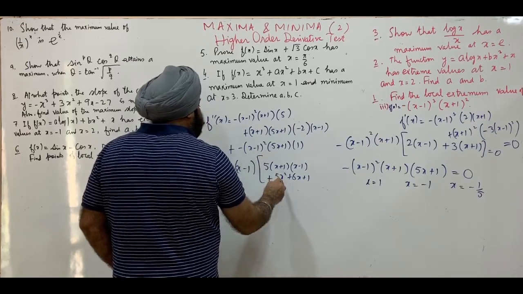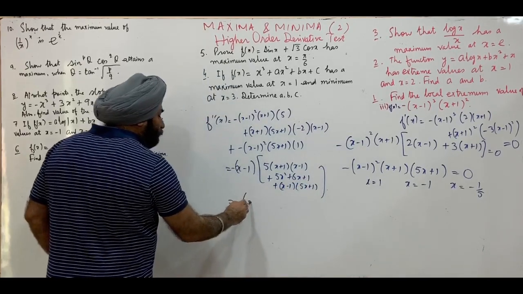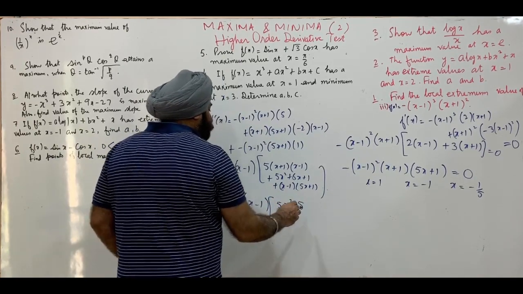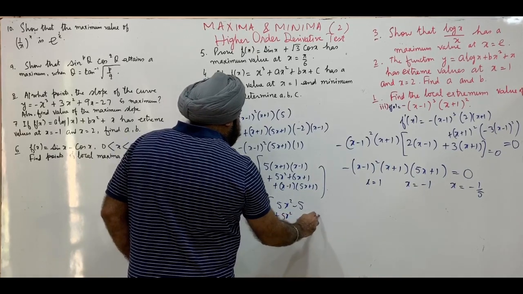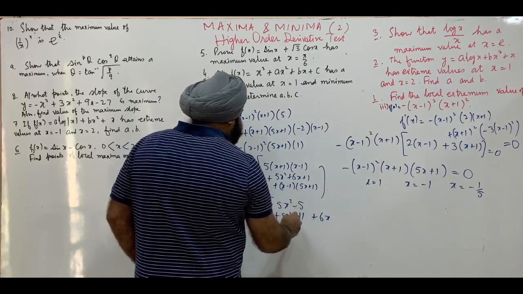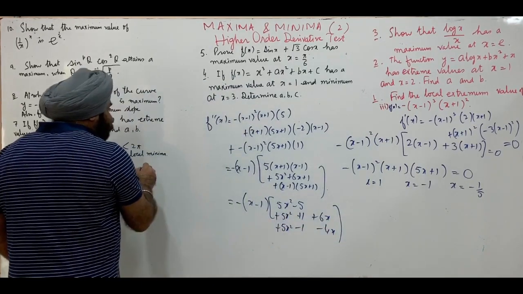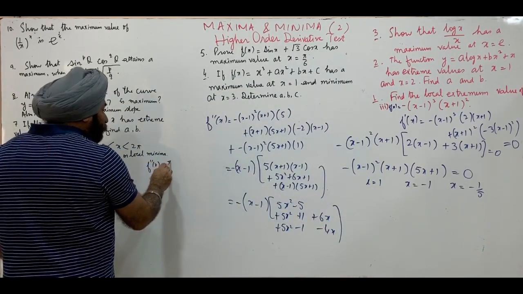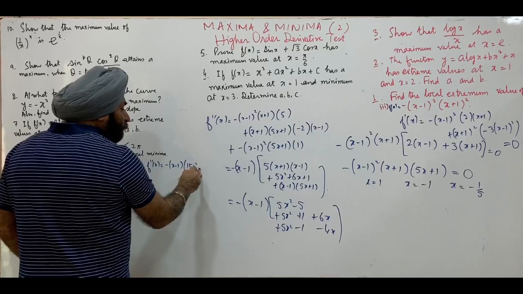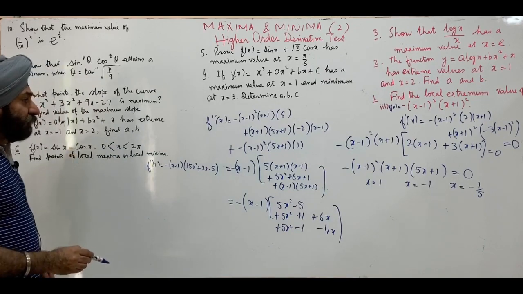(x minus 1) into (5x minus 1) into (5x plus 1), sorry, this is equal to minus of (x minus 1), this is 5x square minus 5 plus this is 5x square plus 6x plus 1 plus 5x square minus 5x plus x is minus 4x, and this is minus 1. So f''(x), this is minus of (x minus 1), this will be 15x square and plus 2x and minus this is 5. This is second order derivative.